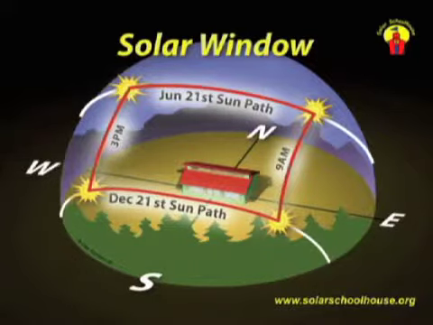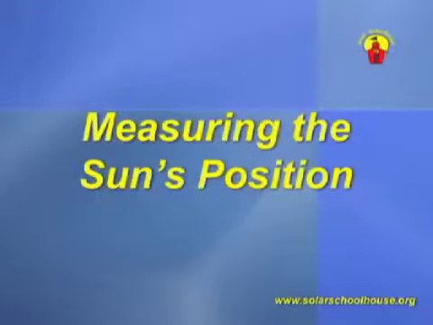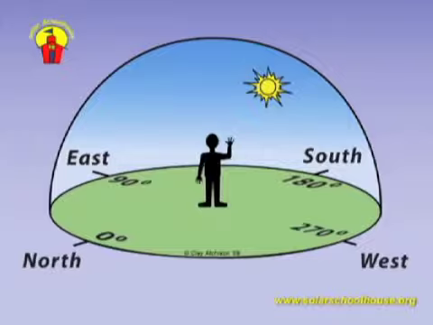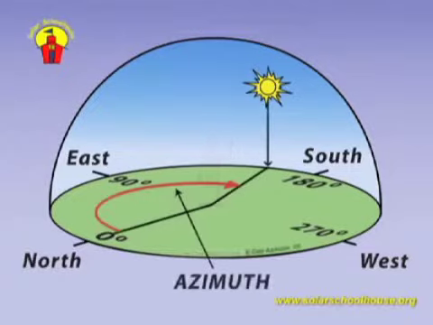To chart the boundaries of the solar window for a real location on the Earth's surface, we need to know how to actually measure the sun's position in the sky. To do this, let's imagine we're standing under the exact center of the sky dome, and that the sun is somewhere on the inside surface of the dome. The sun's position on the sky dome is a combination of two measurements. The first measurement is the sun's direction on a compass.